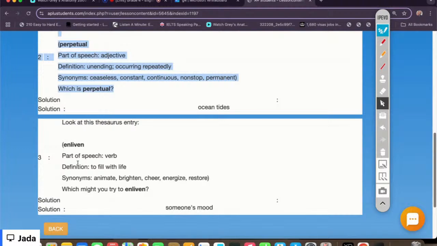So we have enliven, part of speech verb, to fill with life. Now the synonyms are animate, brighten, cheer, energize, and restore. So, which might you try to enliven? Someone's mood. You might try to brighten or cheer up someone's mood.